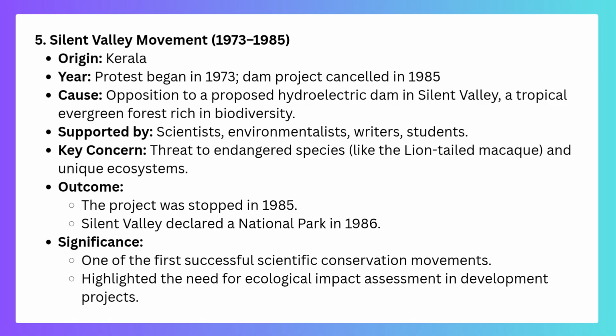5. Silent Valley Movement, 1973 to 1985. Origin, Kerala. Year, protest began in 1973, dam project cancelled in 1985. Cause, opposition to a proposed hydroelectric dam in Silent Valley, a tropical evergreen forest rich in biodiversity. Supported by scientists, environmentalists, writers, students. Key concern, threat to endangered species, like the lion-tailed macaque and unique ecosystems. Outcome. The project was stopped in 1985. Silent Valley declared a national park in 1986. Significance. One of the first successful scientific conservation movements. Highlighted the need for ecological impact assessment in development projects.